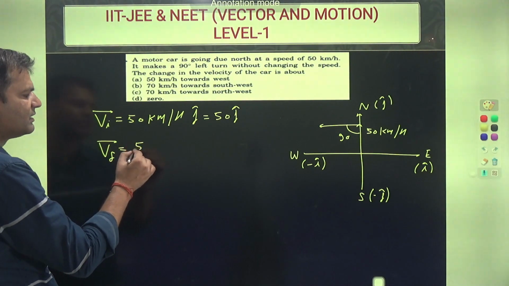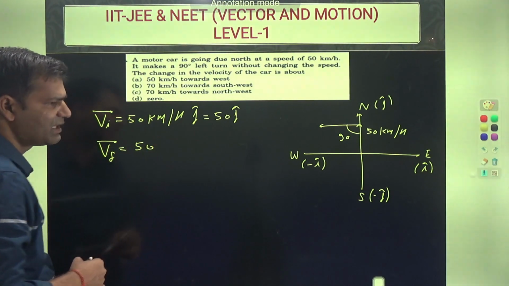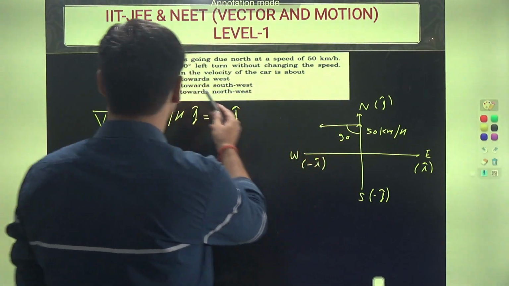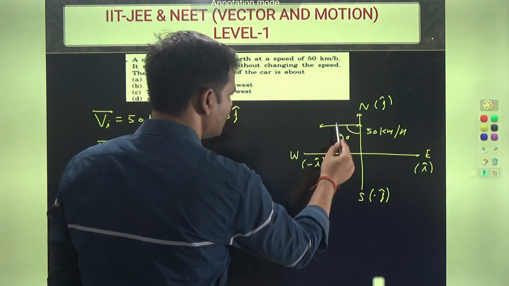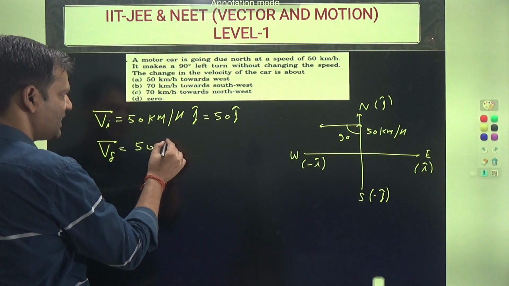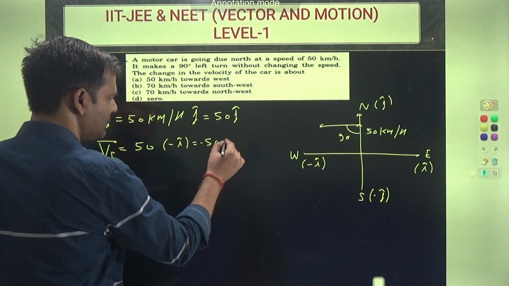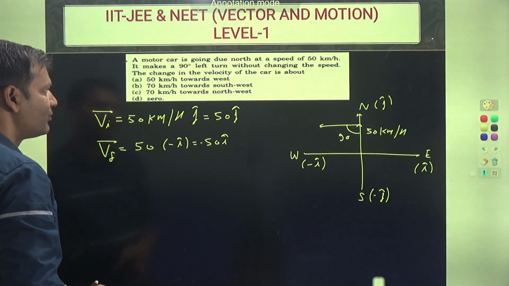The final velocity is written as 50 km per hour. In which direction? 90-degree left. It makes a 90-degree left, which means in which direction? That is minus i cap. So it is written as minus i cap. Clear or not?